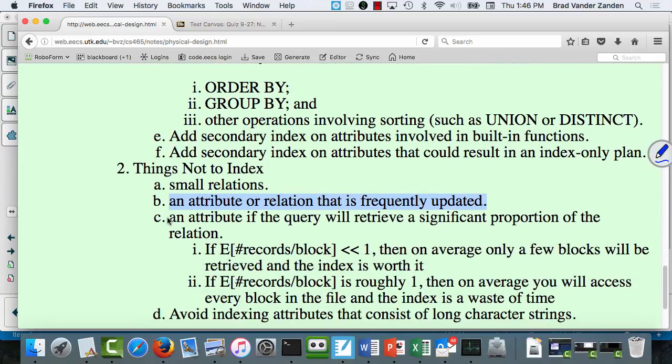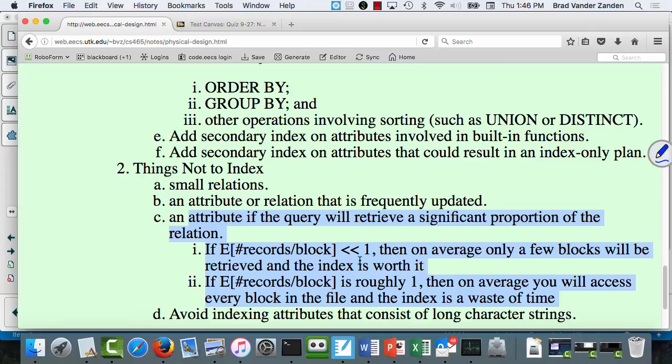Okay? This one, though, is important. It often catches students. If the query will always retrieve a significant proportion of the relation, it doesn't make sense to index that attribute. Generally you want the expected number of records per block to be much, much less than 1.